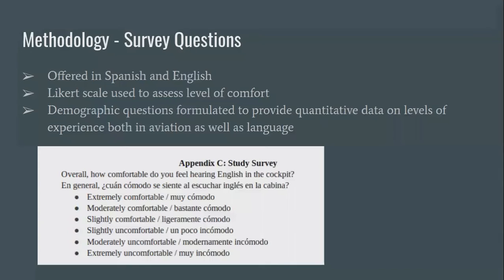My survey was offered in both Spanish and English, so as not to limit it to those who didn't feel comfortable taking the survey in English. I used a 6-point Likert scale as seen below and asked pilots to respond to how comfortable they felt in certain flight situations. I also asked them demographic questions to relate these responses to their aviation experience as well as their language experience.